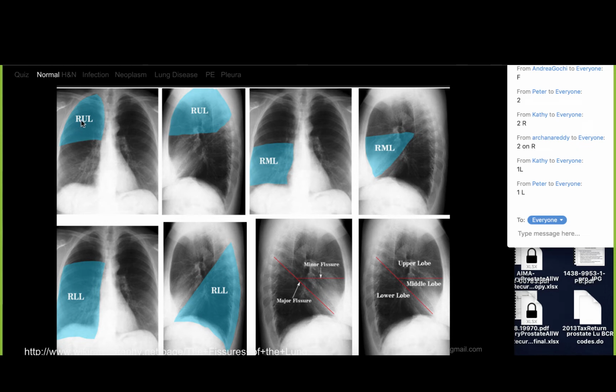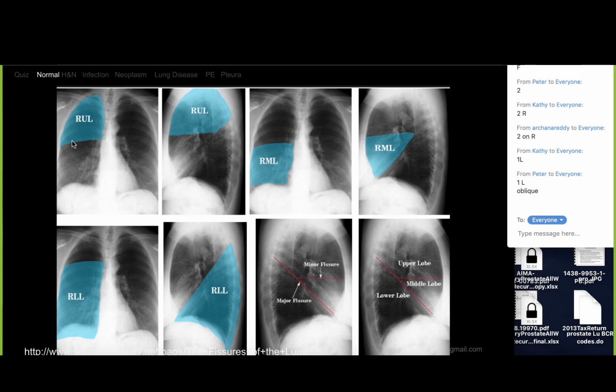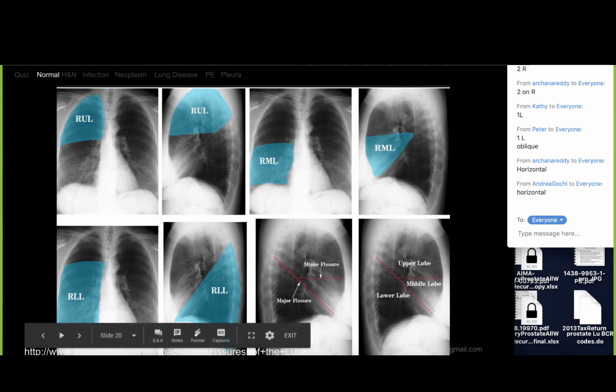The right upper lobe is divided by what fissure from the middle lobe? Minor fissure. So the minor fissure separates the middle from the upper, and then the major fissure separates the upper from the lower. Okay, and then on the left, we really just have the oblique fissure, which is here.